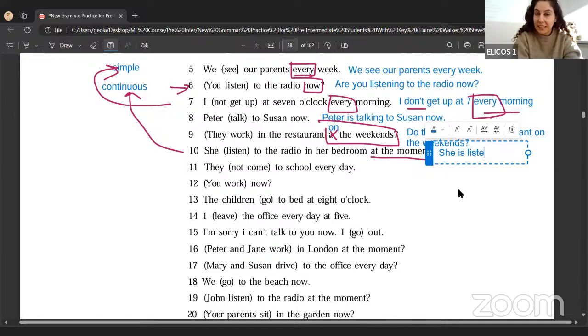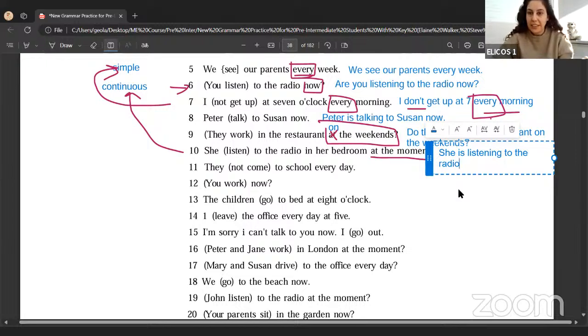She is listening. Yep, she's listening to the radio. I don't have space, so I'll just leave it there. She's listening to the radio in her bedroom at the moment. Number 11, Peter, you've got to make it a negative.